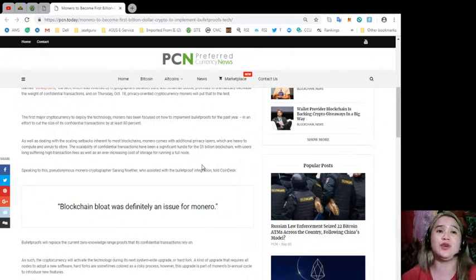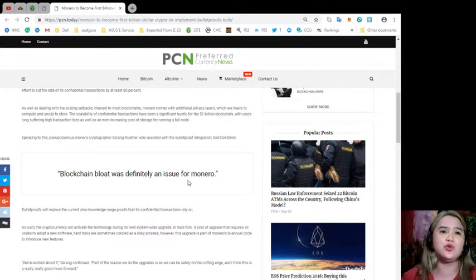The first major cryptocurrency to deploy the technology, Monero has been focused on how to implement Bulletproofs for the past year in an effort to cut the size of its confidential transactions by at least 80%. As well as dealing with the scaling setbacks inherent to most blockchains, Monero comes with additional privacy layers, which are heavy to compute and unruly to store. The scalability of confidential transactions has been a significant hurdle for the $1 billion blockchain, with users long suffering high transaction fees, as well as an ever-increasing cost of storage for running a full node.